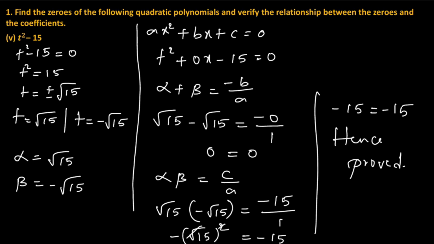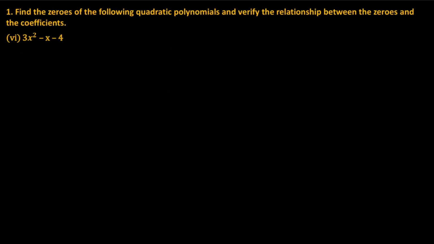Next question is 3x square minus x minus 4 is equal to 0. Let us write this equation in order. 3x square, it is already in order. 3x square minus x minus 4 is equal to 0. Minus 3x square into minus 4 is equal to minus 12 x square.